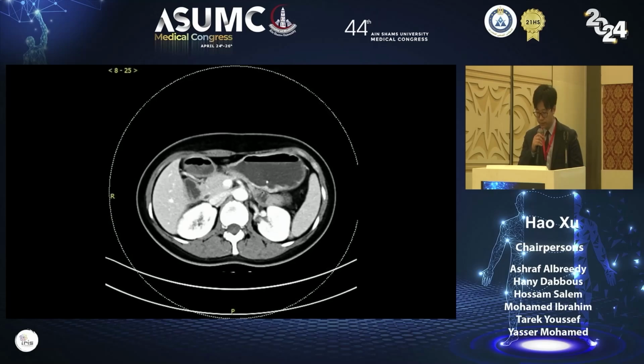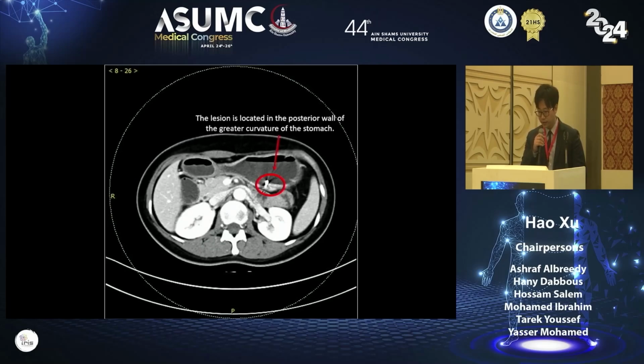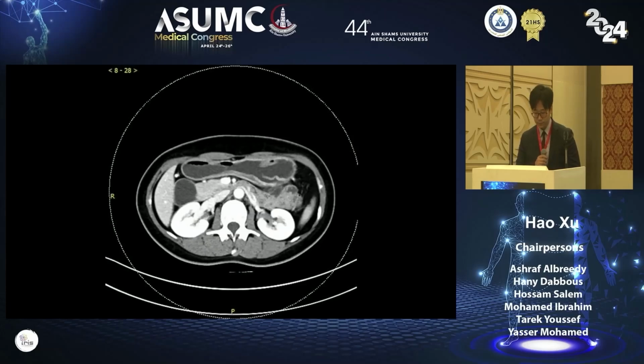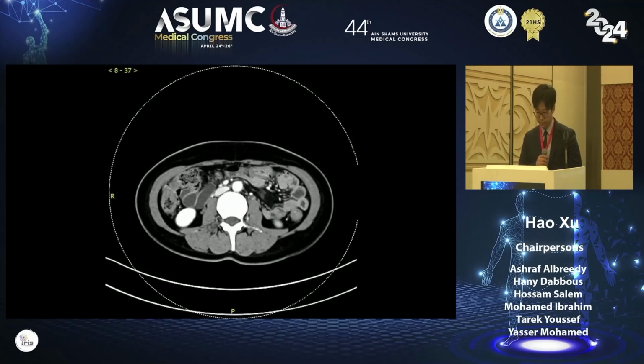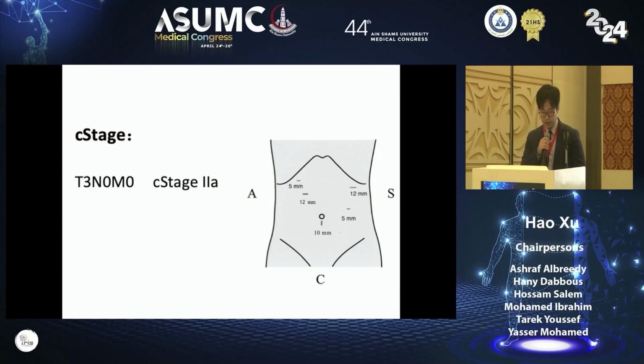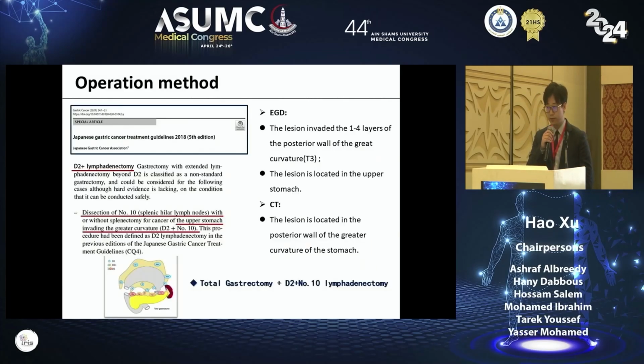The tumor is located in the great curvature. And the cStage is T3N0M0. Based on the results of the examination and according to the treatment guideline, we decided to perform the total gastrectomy plus D2 and plus number 10 lymph nodes dissection.